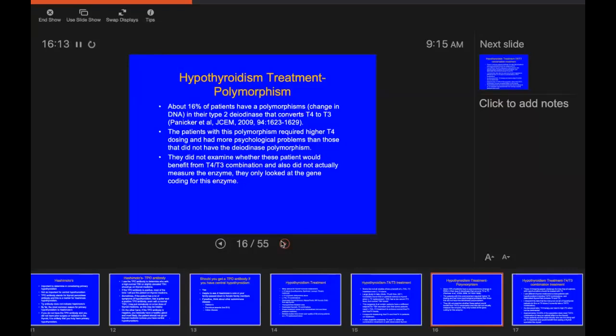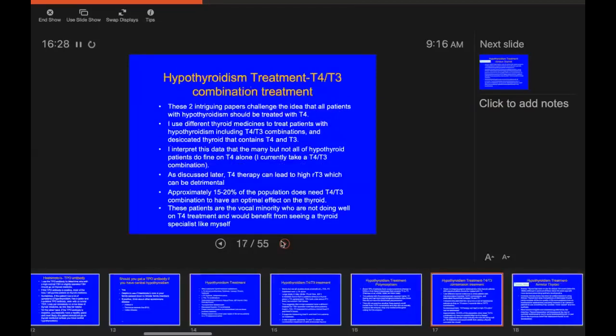The study didn't really examine whether they would benefit from T4 to T3 combination. They actually didn't even measure the enzyme. They just looked at the gene coding for it, but I think this is very provocative, that a good number of patients don't convert T4 to T3 properly. So I think these two papers, which came out about the same time, about 10 years ago, really questioned the idea that all patients with hypothyroidism should be treated with T4.